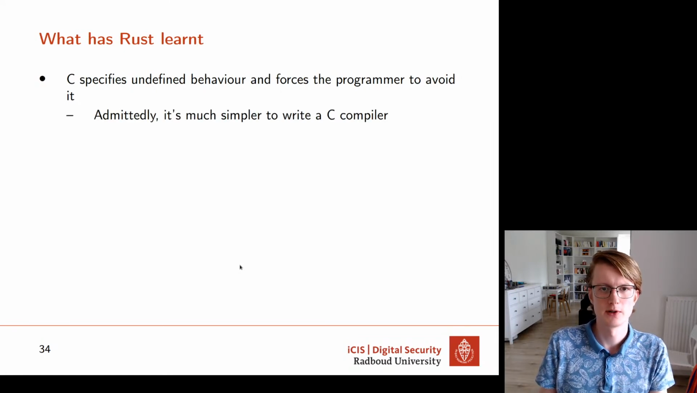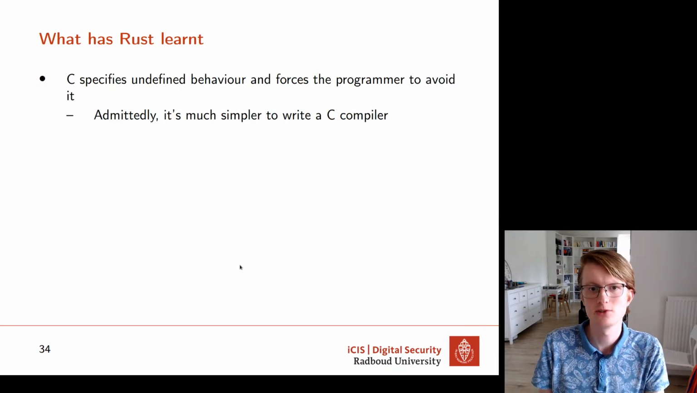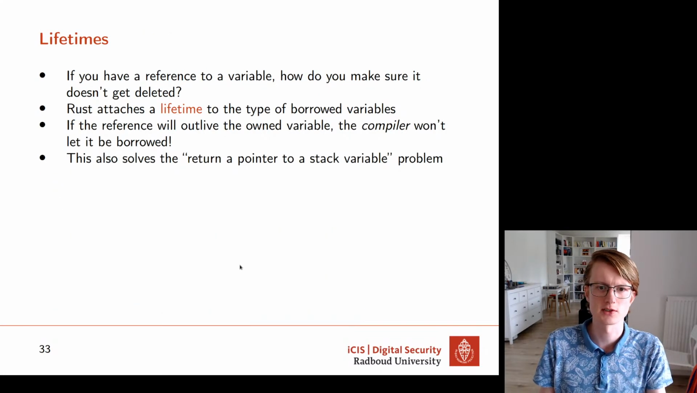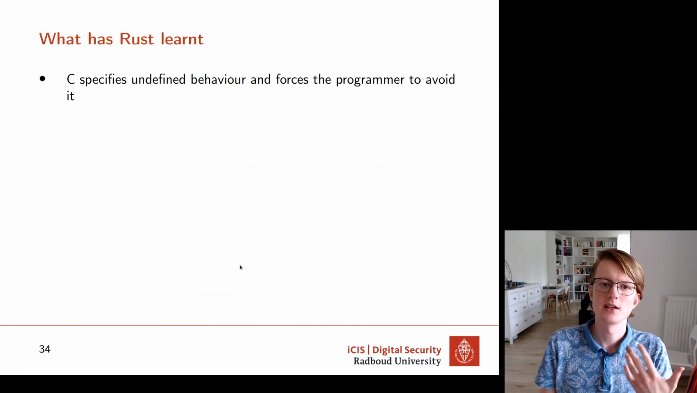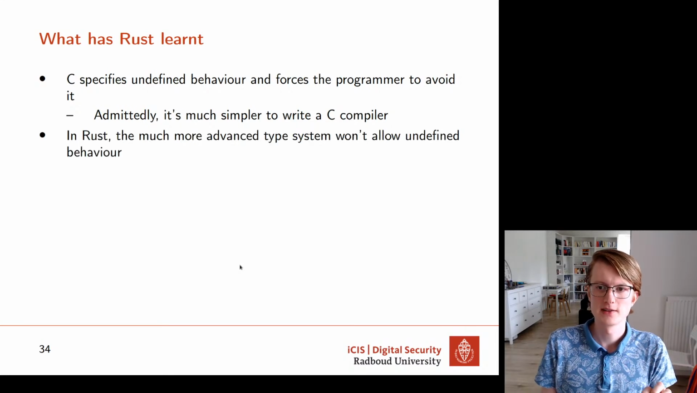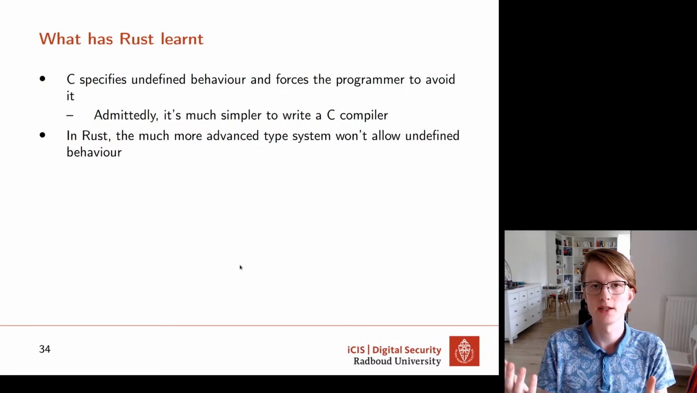Admittedly, it's much simpler to write a C compiler because of all of this undefined behavior, because it simply doesn't have to check all of these things. It doesn't have to check the lifetimes of ref pointers or who exactly is the owner of a variable. And that makes it a lot easier to write a C compiler, which is also why they are so ubiquitous on all sorts of platforms. But with the much more advanced type system that you get with Rust, by not allowing such behavior, and all of that being at compile time, sure, you can have a lot more confidence in the programs that you're writing.